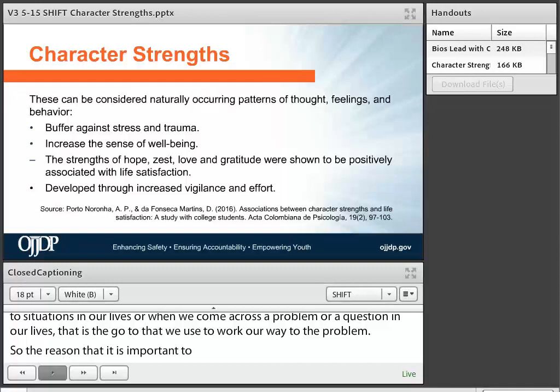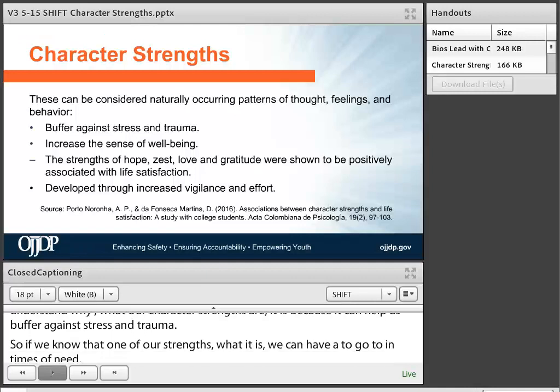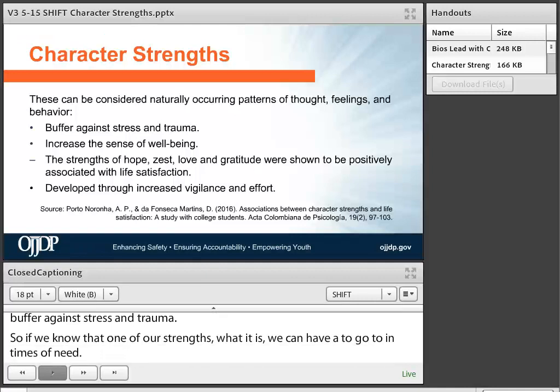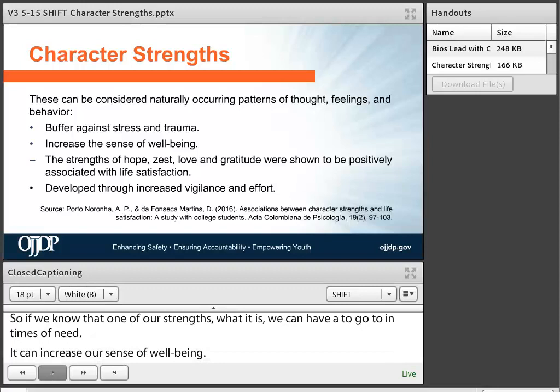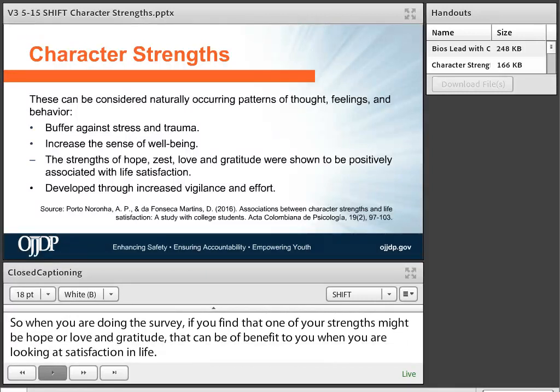It can increase our sense of well-being. Like it says here, the strengths of hope, zest, love, and gratitude were shown to be positively associated with life satisfaction. So if when you're doing the survey, you find that one of your strengths might be hope or love and gratitude, that can be a benefit to you when you're looking at satisfaction in life. If you find that those aren't your strengths, then you can also find ways to increase those as a strength, and then as a consequence, you could increase your level of life satisfaction.